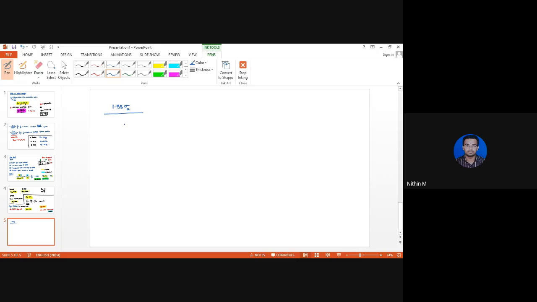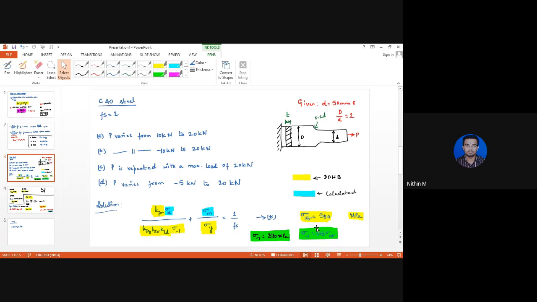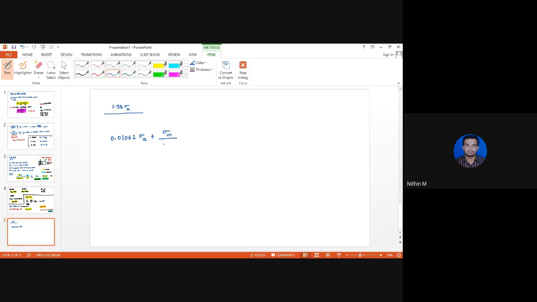Okay. So this equation can be written as 0.01062 into sigma a plus sigma m divided by sigma y. What is sigma y? I told you earlier: when the ultimate strength is given and the yield strength is not known, sigma y is also equal to half of sigma u. So in this case sigma y will also be 290 MPa. This is equal to 1 by factor of safety, which is 2, as given. This will be the actual Soderberg equation.